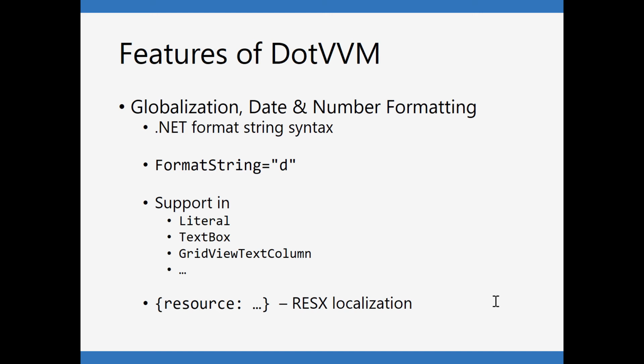So DotVVM includes a library called globalize.js, which implements the same format strings as .NET Framework. So you can use the same formats and be sure that these will work both on the server and client and produce equal results. And the format strings are supported in many controls.